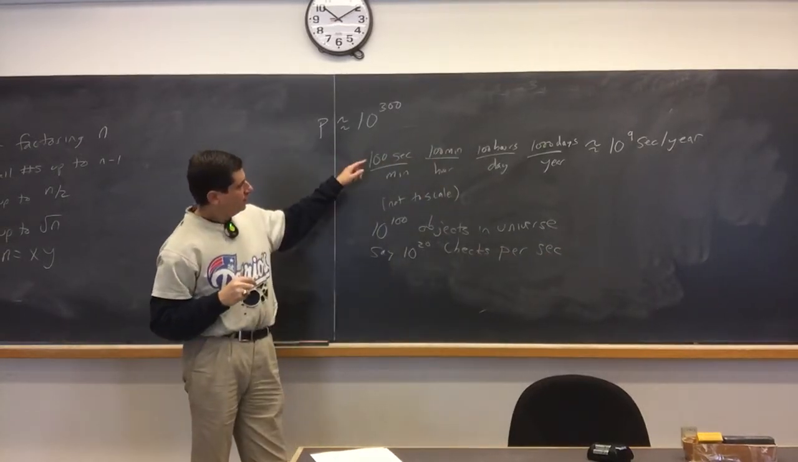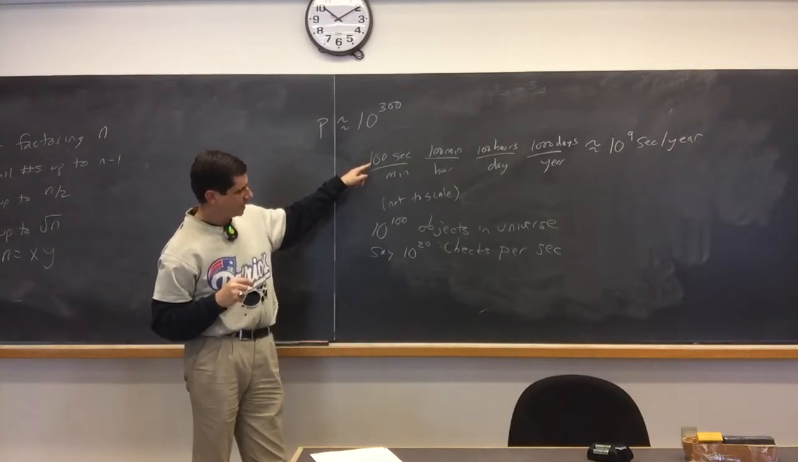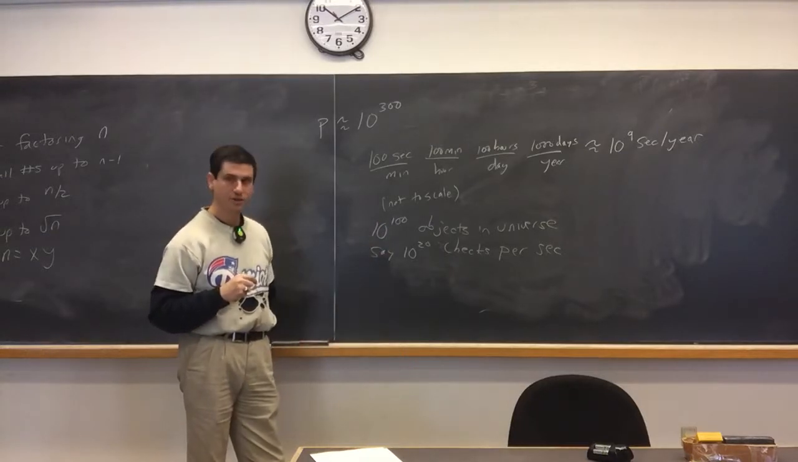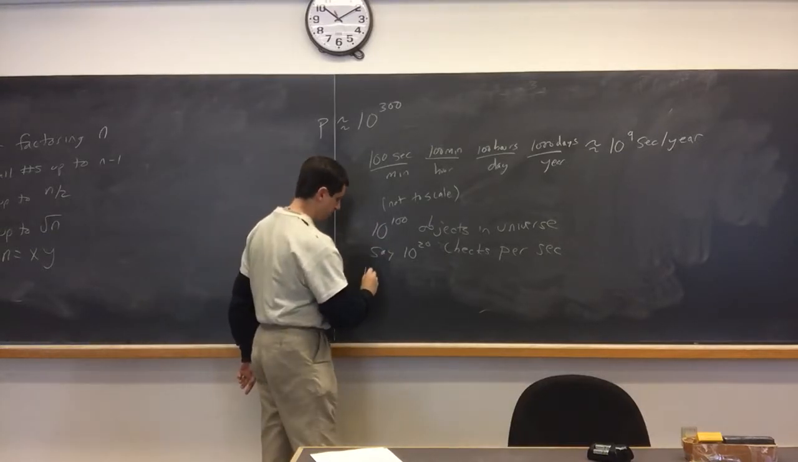So what this means is in 1 year, we have 10 to the 9 seconds, 10 to the 100 objects, 10 to the 20 checks per second. So in 1 year, how much do we do?